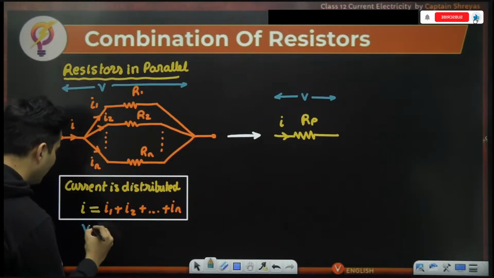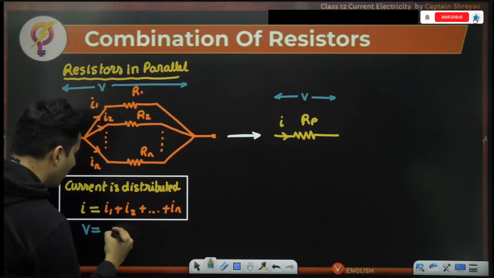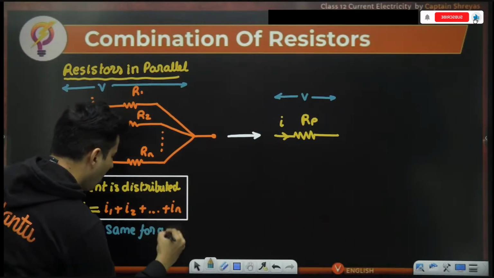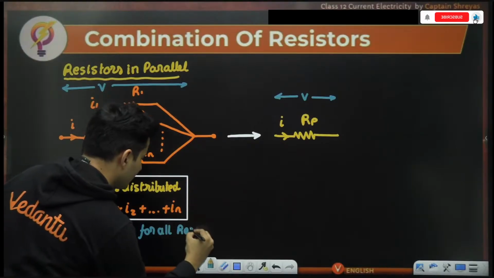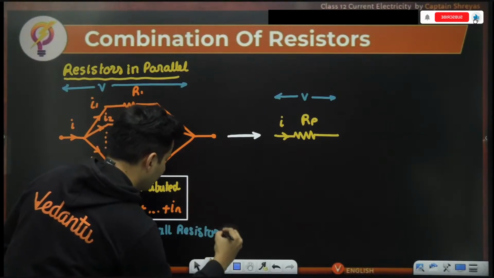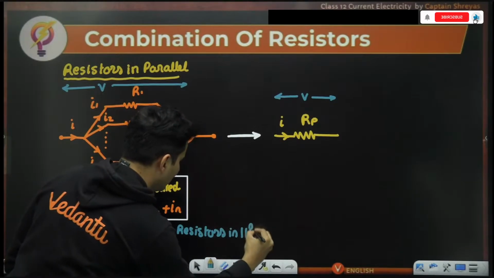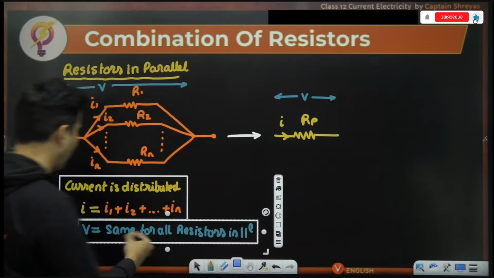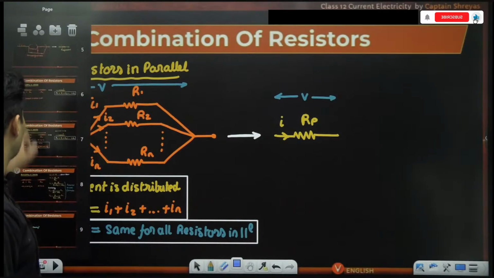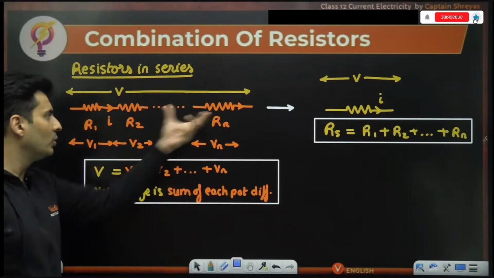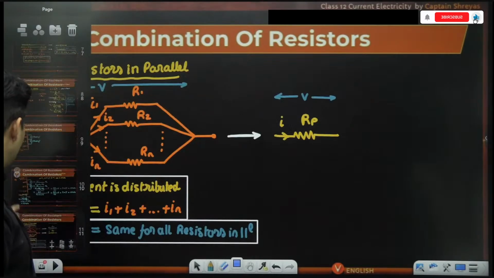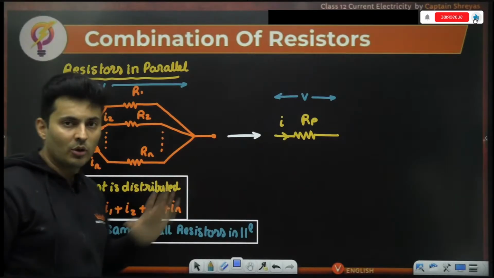So voltage is going to be the same for all resistors in parallel, for all the resistors which are going to be there in parallel. But remember, in series that was not the case, they were added. Yeah, the voltages were getting added. V1 plus V2 plus V3 was the total voltage. But here, that is not the scenario. It is the same for all.